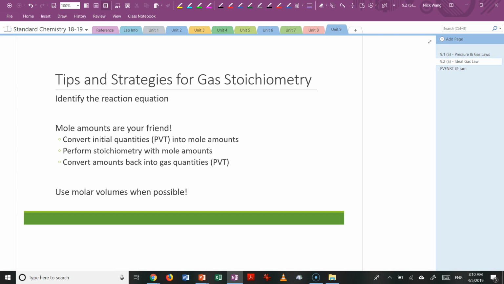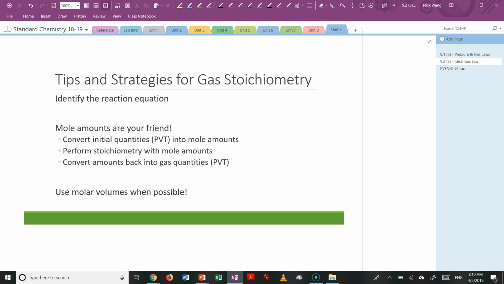Mole amounts are also your friend here. Anytime you're given some pressures and volumes and such, you can do some work to figure out how many moles are in that sample. And then from there, you can do your stoichiometry. There's a possibility that a limiting reagent can be involved too, but anything that revolves around stoichiometry revolves around mole amounts. So get the pressures and volumes and temperatures and find the equivalent mole amount.